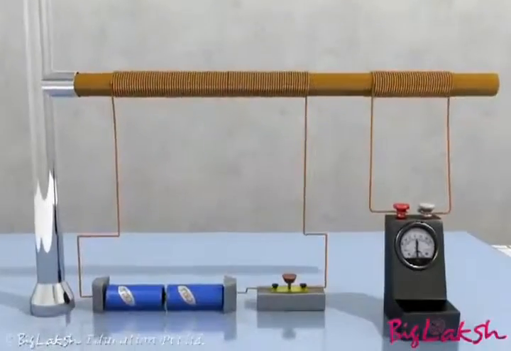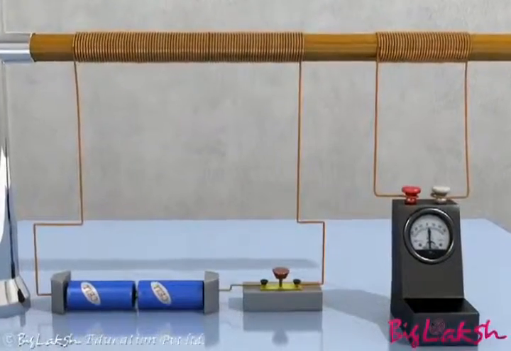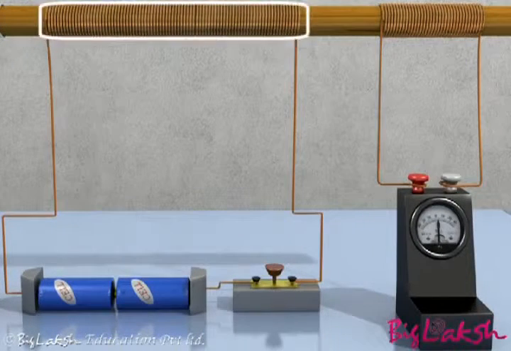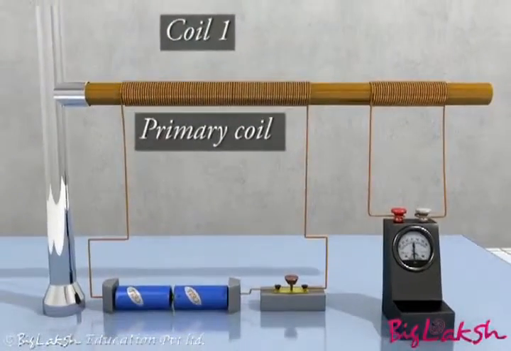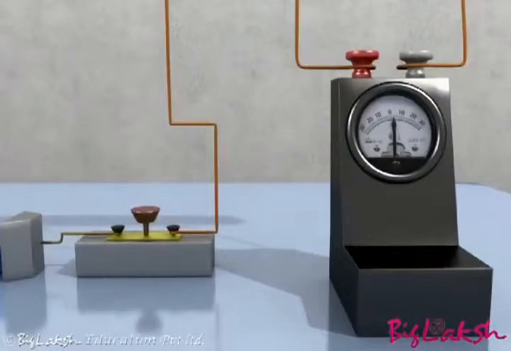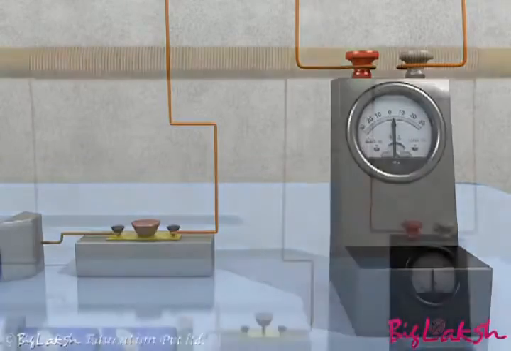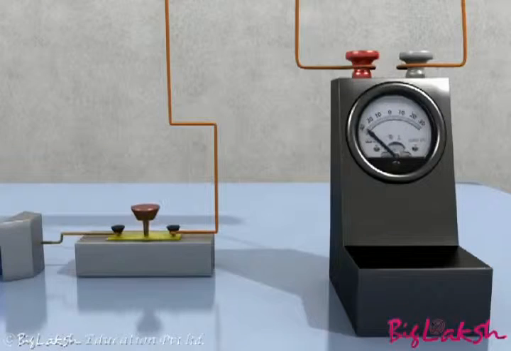Let's do an activity in which the moving magnet is replaced by a current-carrying coil and the current in the coil is varied. In this figure, the magnet is replaced by coil 1. When current is made to flow in coil 1, the primary coil, the needle of the galvanometer instantly jumps to one side and just as quickly returns to 0, indicating a momentary current in coil 2, the secondary coil. A potential difference is induced in coil 2 whenever the electric current through coil 1 changes.